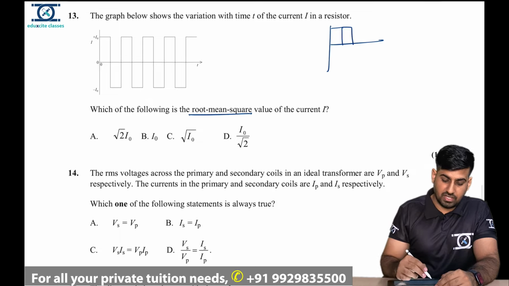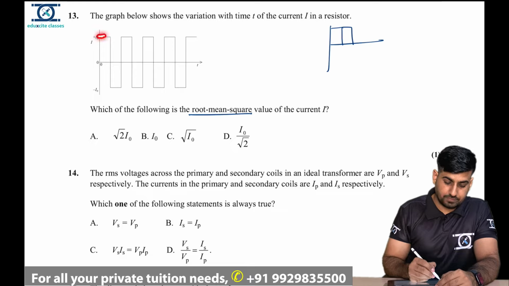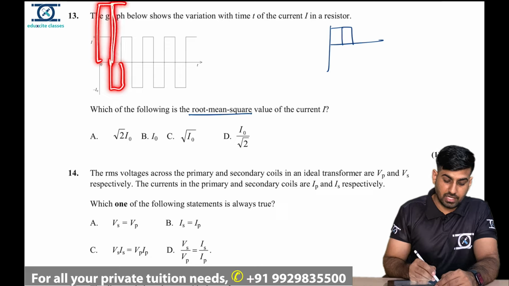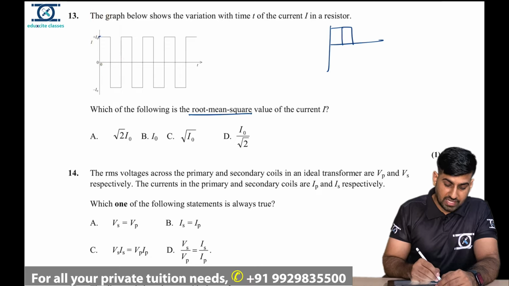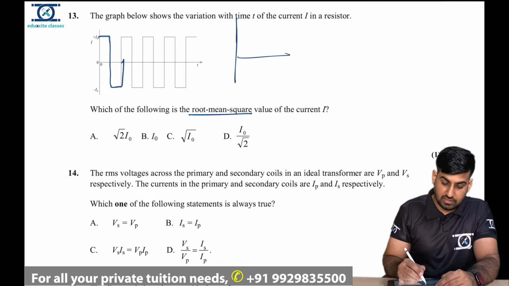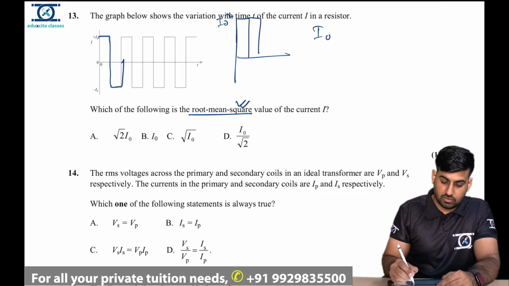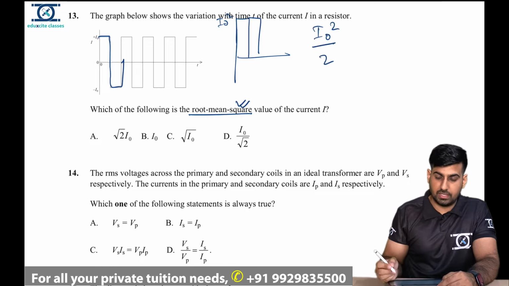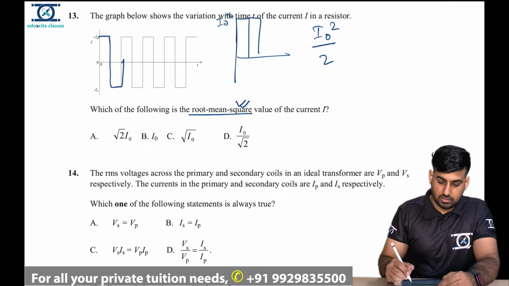So square means if this is I naught, this will be I naught square. This minus I naught, when squared, will again become I naught square. So for one cycle, if I take this much, I will square the values. By squaring, I will get, let us say, this. So this is I naught square. So this step is done, squaring. Then we take the mean, so I naught square by 2. I take the mean and then I take the root.